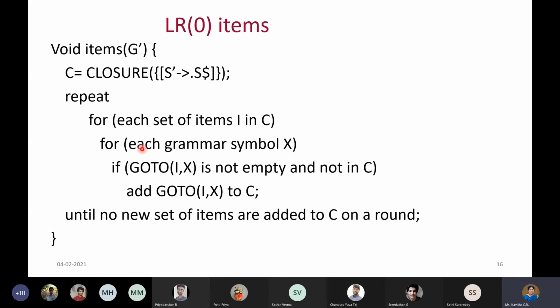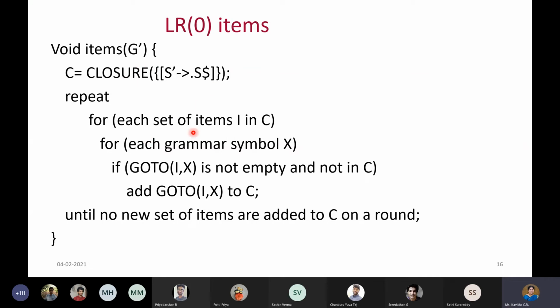Coming to the LR(0) items, we are going to first start with the first state. You are going to find the closure with the augmented grammar rule. If S is the start symbol, then S' gives dot S dollar will be the augmented rule. You're going to start from there, which is supposed to be I0, and then you continue further.